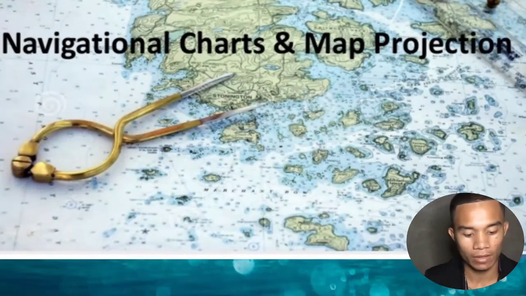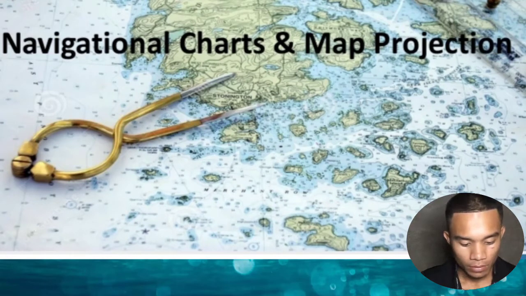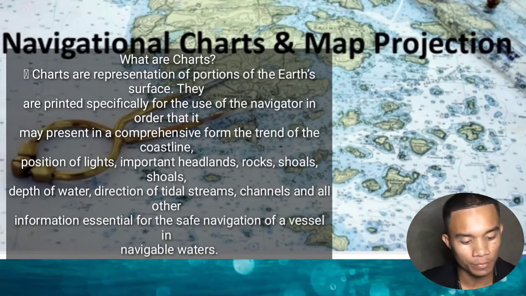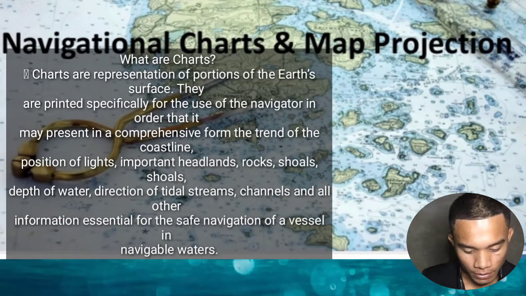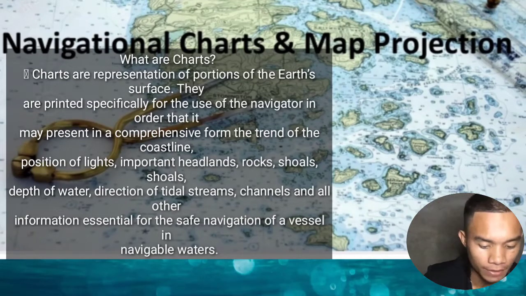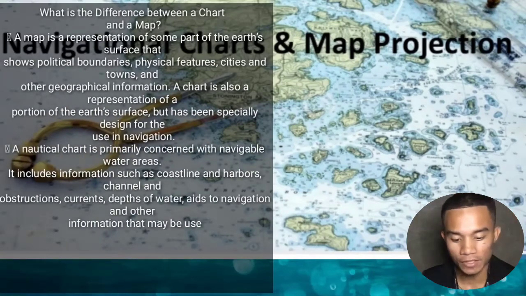The second topic is about navigational charts and map projection. What are charts? Charts are a representation of a portion of the Earth's surface. They are printed specifically for the use of the navigator in order that they may present in comprehensive form the terrain of the coastline and direction of tidal stream channels and all other information essential for the safe navigation of a vessel in navigable waters. What is the difference between a chart and a map?